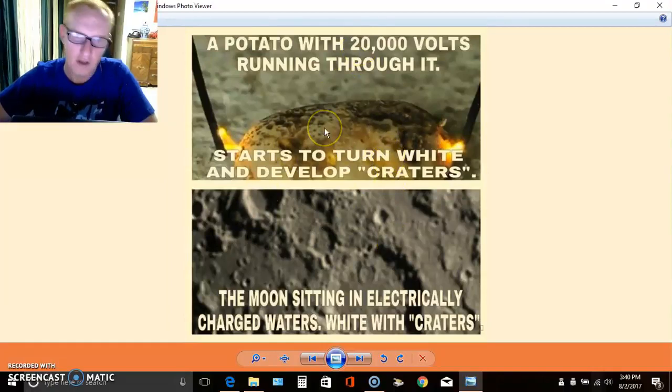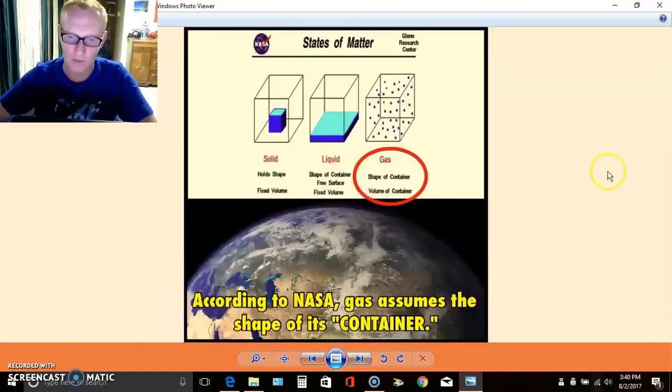All these craters on all the different stars, planets, moons, whatever they want to call them. It's all because they're in electrically charged water. This is what happens. Take a potato and do it yourself. States of water: solid, liquid, gas. Solid, holds shape, fixed volume. Liquid, shape of container, free surface, fixed volume. Gas, shape of container, volume of container. According to NASA, gas assumes the shape of its container.